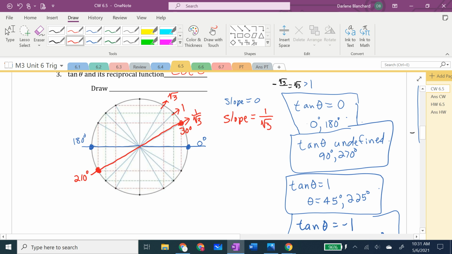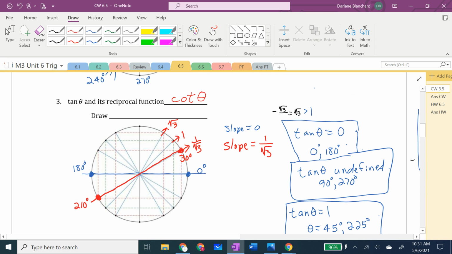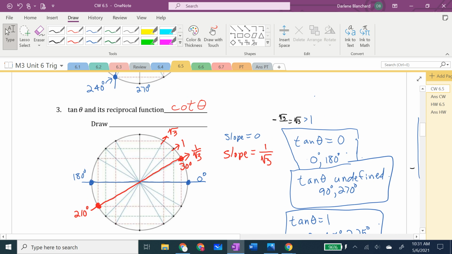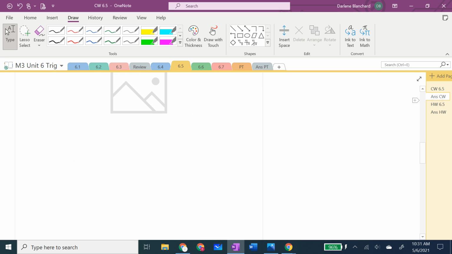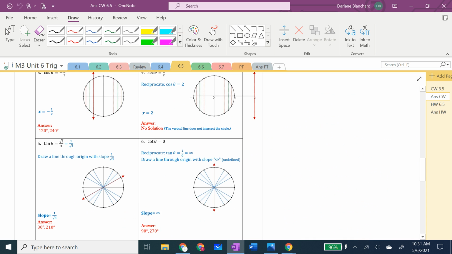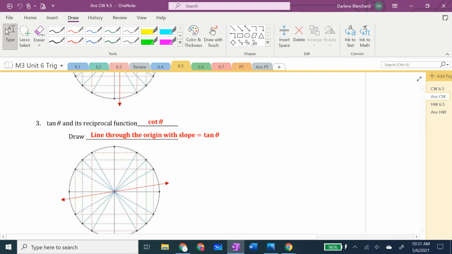All of that made sense. It was the only thing that didn't make sense was when it said 0 theta and its reciprocal function, cotangent, and it just says line through the origin with a slope of like tan and then theta, and then it was a 30-degree angle. That part didn't make sense to me. This needs work. Okay.